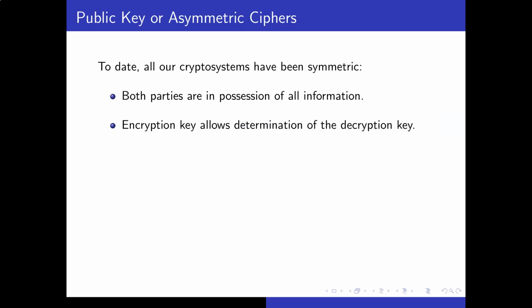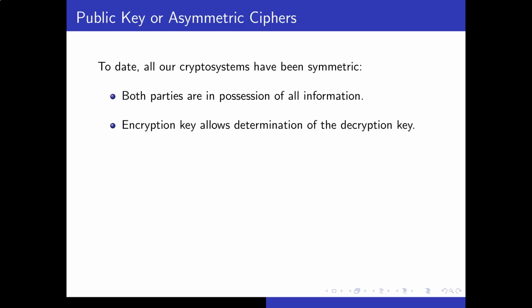Okay, so to date, in this class, all of the crypto systems that we have been looking at have been what are referred to as symmetric ciphers. Both parties or all parties are in possession of all information that is necessary. They know what type of cipher they're using, they know how the cipher works, and they all know the keys. Also, knowing the encryption key allows you to determine the decryption key. In some cases, it's obvious: if you're adding your key, then you just subtract it. But in other cases, if you're multiplying by the key, then you know how to find the inverse.